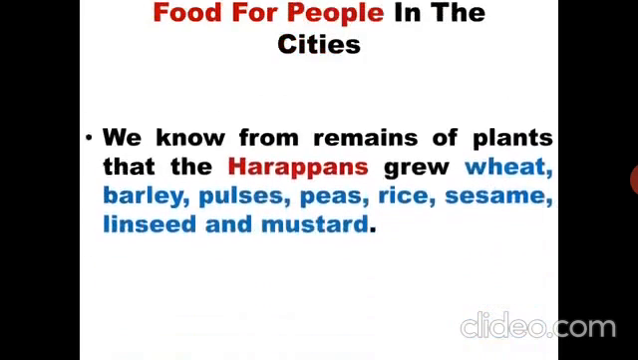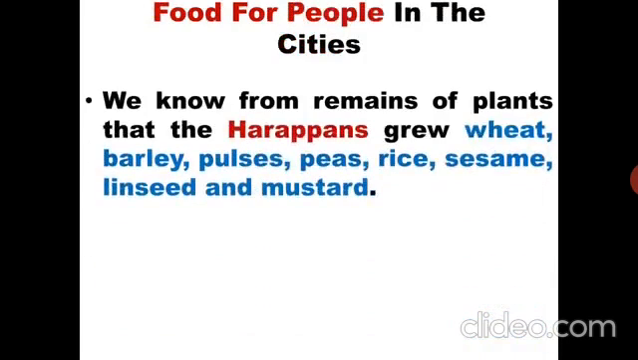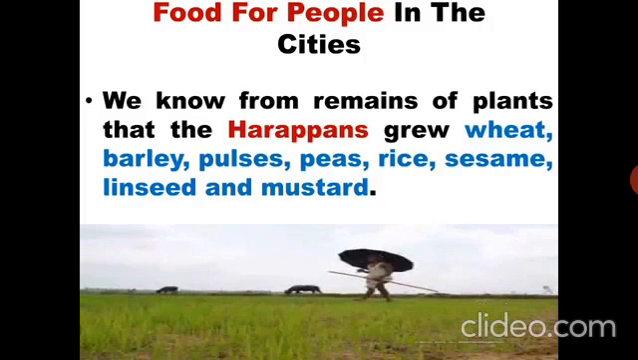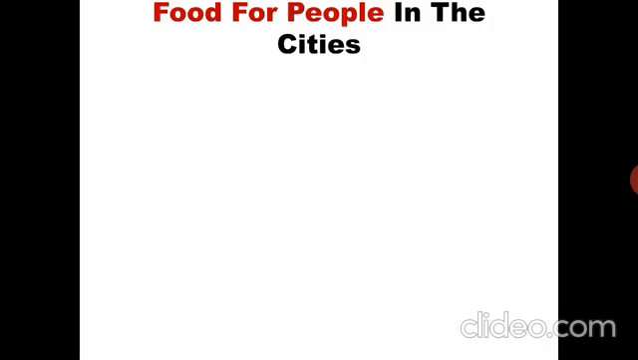We know from remains of plants that the Harappans grew wheat, barley, pulses, peas, rice, sesame, linseeds and mustard. And how were they growing these crops? They were storing water, and when they were growing these crops, they were using the stored water for growing them.